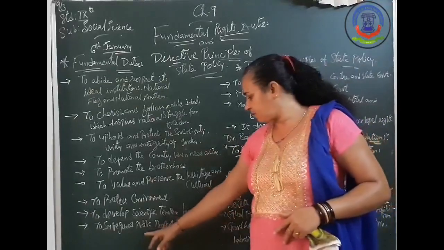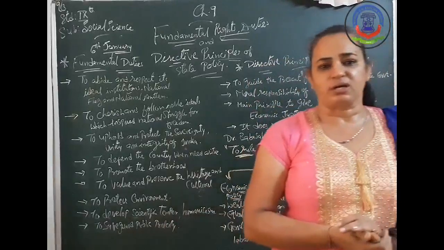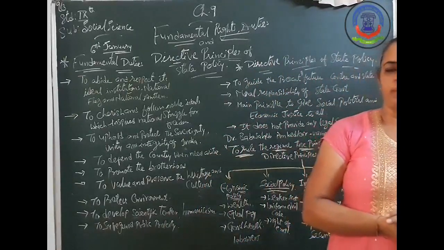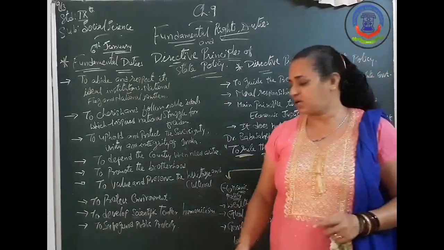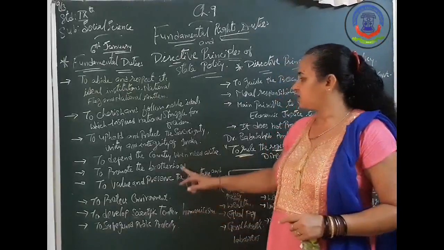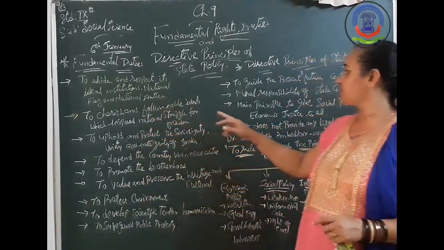Next is to safeguard public property. Public property means banks, insurance companies, forests, public paths, public places, temples. We should protect each and everything. That is, to safeguard public property. All these things give us the duties we should perform as fundamental duties.